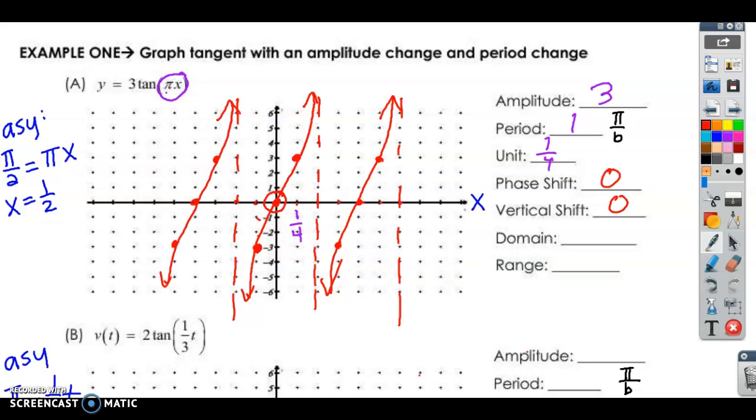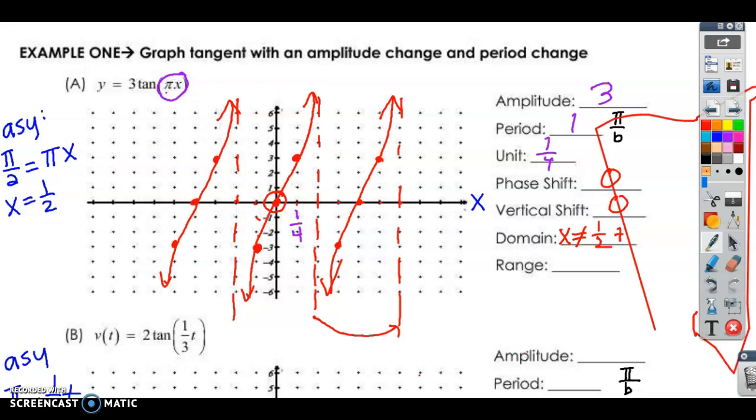Okay, now the domain. Here's what's tricky for a lot of people. So x can't be, and you can pick whatever asymptote you want to name. I drew the 1/2 asymptote first, so I'm going to start with that. X can't be 1/2. Okay, but then after every period, here's my 1/2, there's another asymptote. So when I add my period, which in this case is 1, I have another asymptote. So that is why, what? Something's going on with my board here.